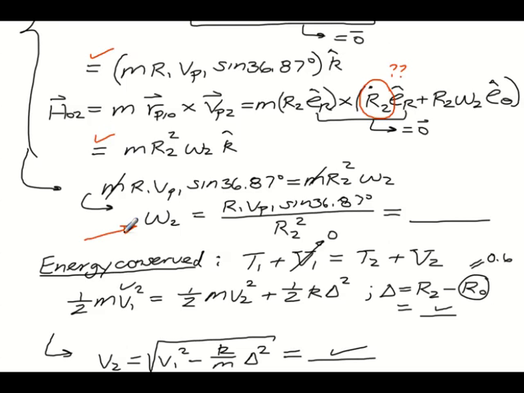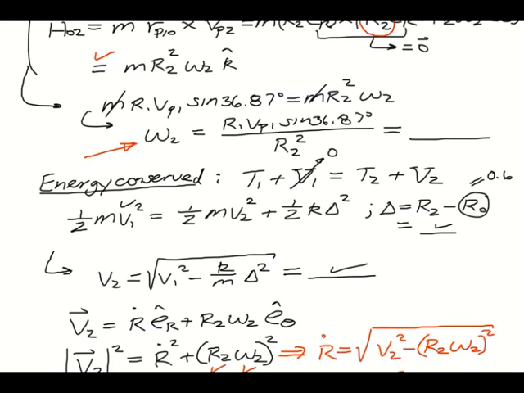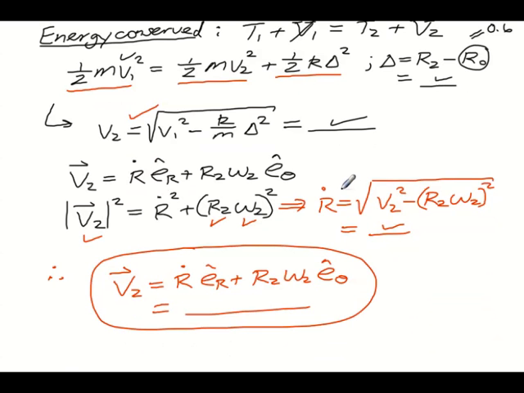We were looking for the vector. That's only one part of one component. We still need to find R dot. We couldn't find that from angular momentum. You never can. But the good thing here is that we know that energy is conserved as well as angular momentum. So the initial kinetic energy is this, the final is this, the change in potential is due to the stretch of that cord, and so that gave us an expression for V2. We use the magnitude of velocity to find R dot, and then from that we can find the velocity vector V2.